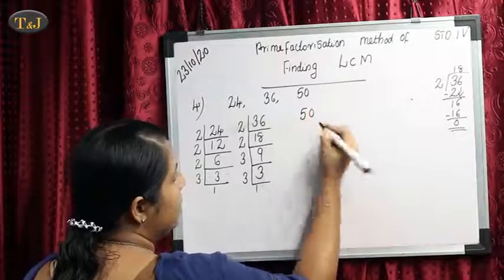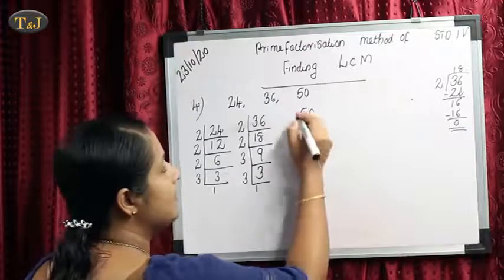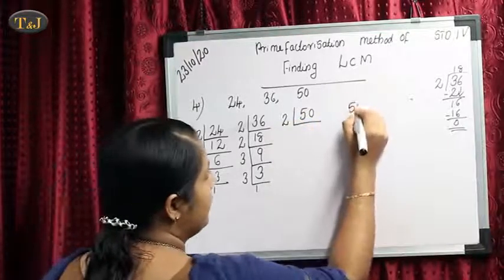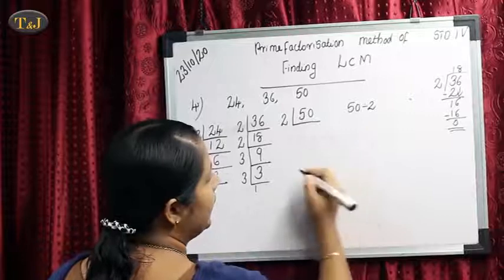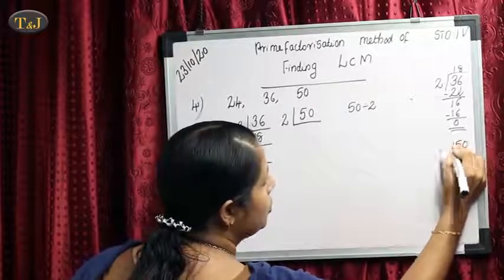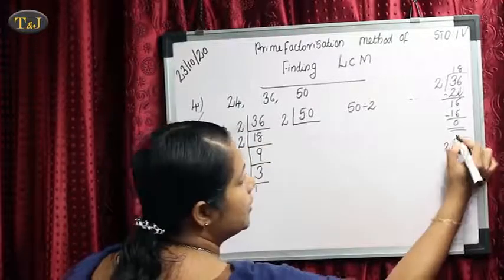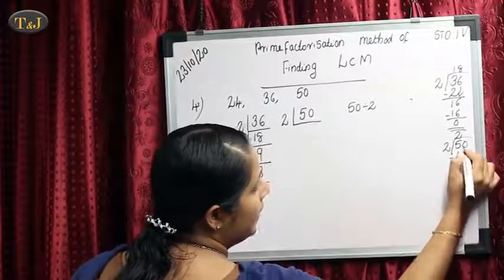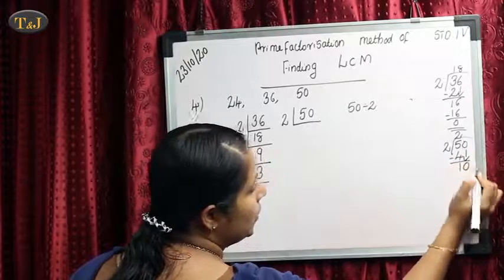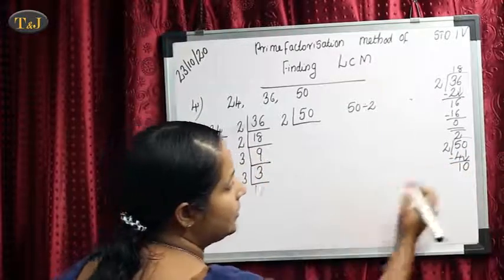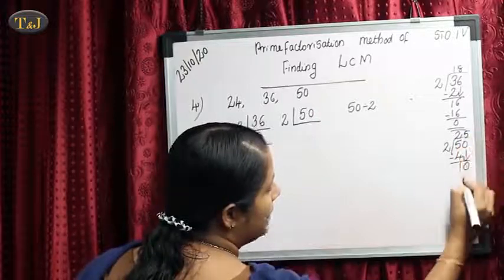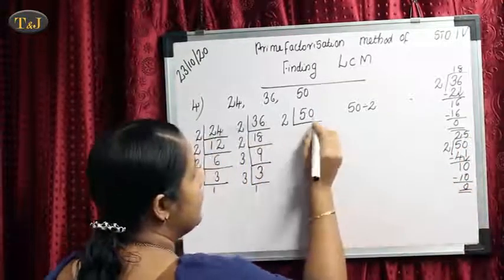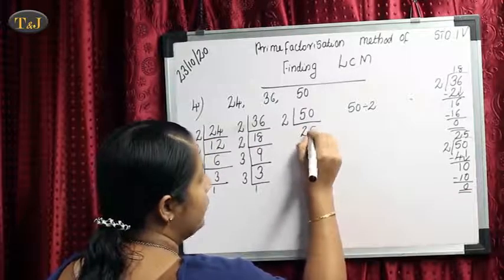Here one's place value is 0, so it is divisible by the number 2. That means we want to divide 50 by 2. In 2's table 2 2s are 4. Then 5 minus 4 equal 1. Then our next number is 0. In 2's table we got the answer 10 as how many times? 5 times. Then 10 minus 10 equal 0. That means 50 divided by 2 equal 25.